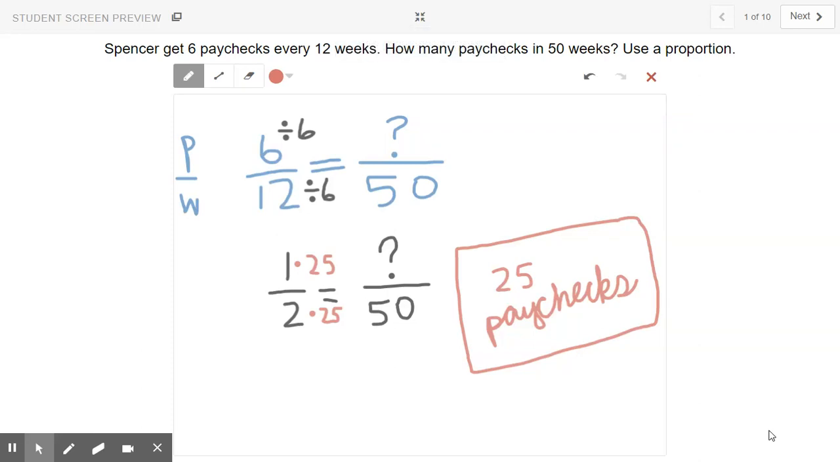This is the answer key to the January 26th Desmos Module 7 review questions. Spencer gets 6 paychecks every 12 weeks. How many paychecks in 50 weeks?